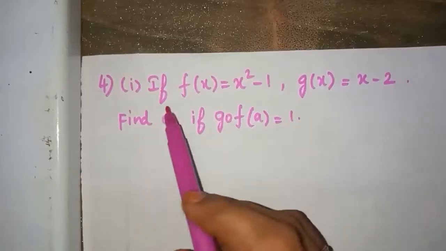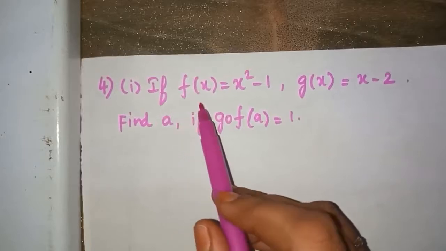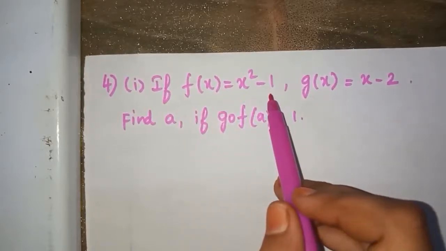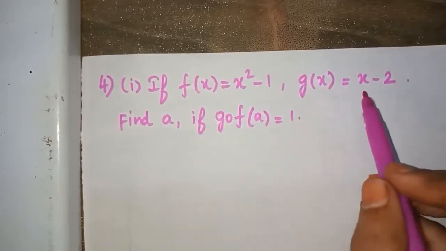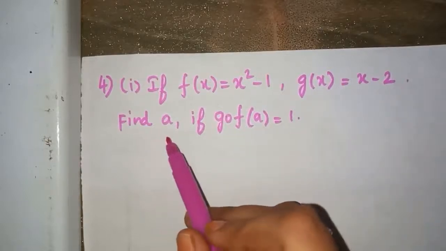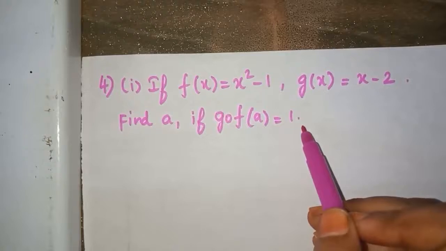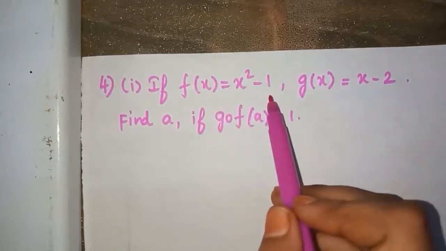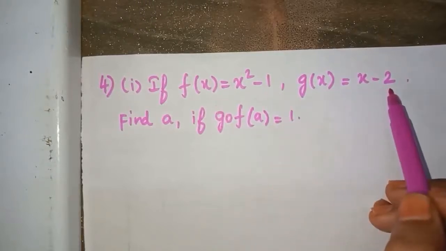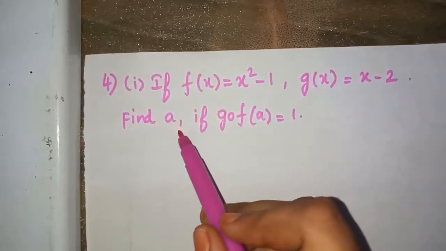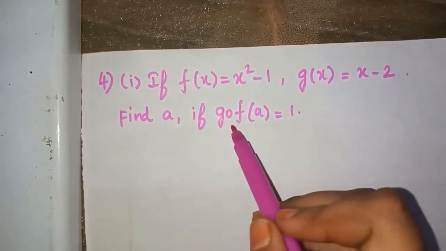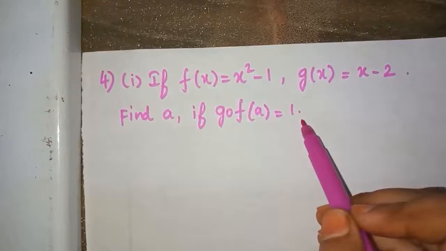Next, fourth question, first subdivision. If f of x is equal to x square minus 1, g of x is equal to x minus 2, find a if g composite f of a is equal to 1. So in this question, f of x value is given, g of x value is also given. You have to find the value of a if g composite f of a is equal to 1.